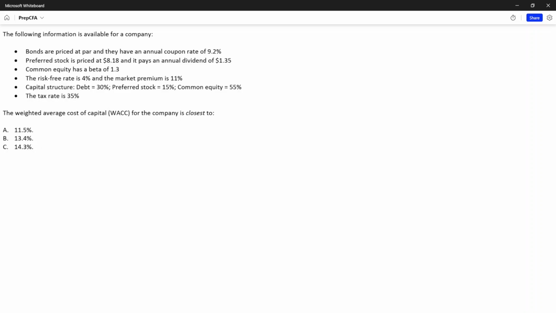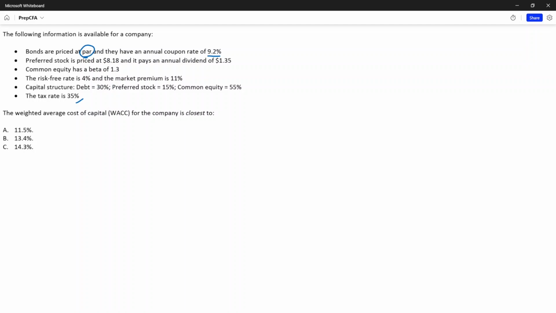Here we're given some information about the company's bonds. We see that it's priced at par and that they have an annual coupon rate of 9.2%. Next, we're given some information about the preferred equity. We also get some information about the common equity, the risk-free rate, the market risk premium, and the capital structure weight. Finally, we have some information about the company's tax rate.